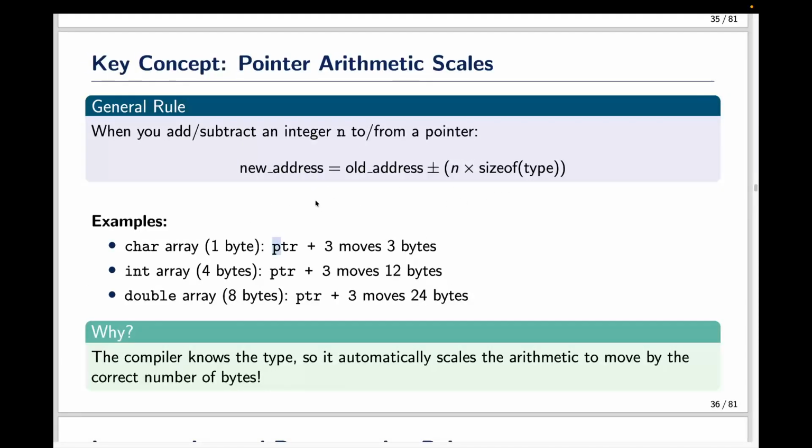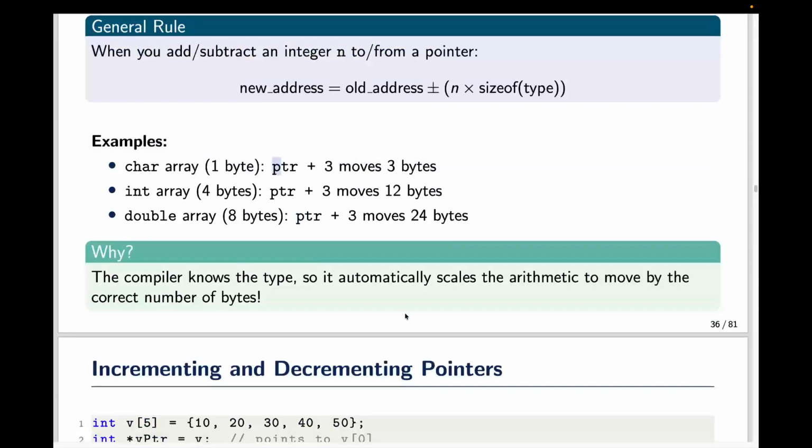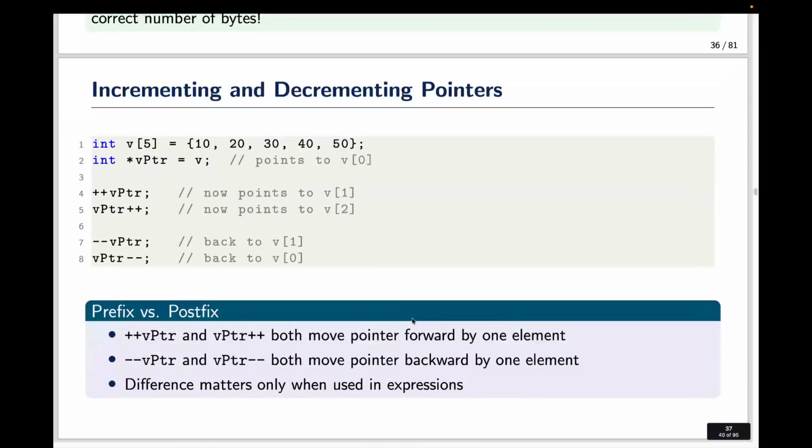So I hope you are getting this. And this calculation is being done by the compiler. So this is something very important. The compiler knows the type, so it automatically scales the arithmetic to move by the correct number of bytes. And I guess a similar slide again telling you that you can have this plus plus or minus minus over there. So when you are initializing it, it points to V0. When you do plus plus, this points to the number 1 because you have incremented by 1.